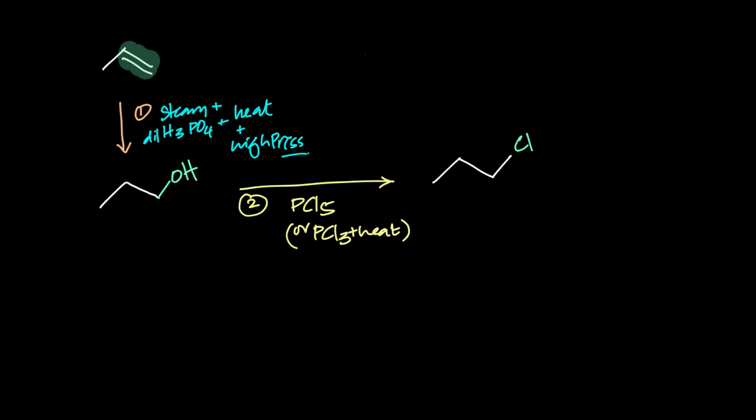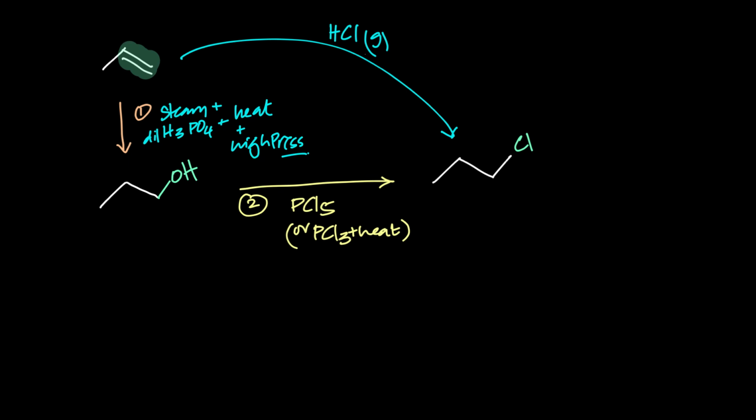You can also go from an alkene to a haloalkane. In this case, you want to add a Cl and an H here. This was simply adding HCl gas. That will be electrophilic addition.